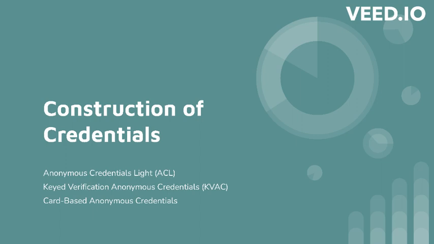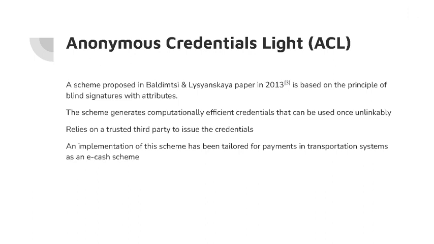We're now going to discuss the construction of three different anonymous credentials. Anonymous credential light. This is a scheme proposed by Baldimtsi and Lysyanskaya's paper in 2013, and it is based on the principle of blind signatures with attributes. This scheme generates computationally efficient credentials that can then be used once unlinkably. The scheme relies on a trusted third party to issue the credentials. An implementation of this scheme has been tailored for payments in transportation systems as an electronic cash scheme.